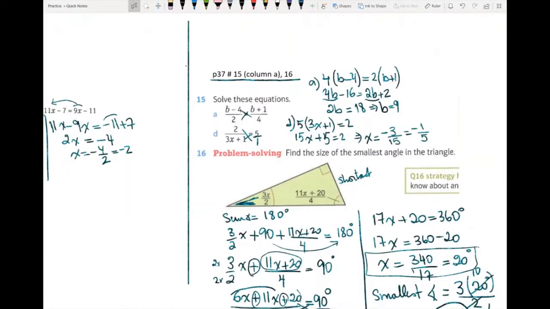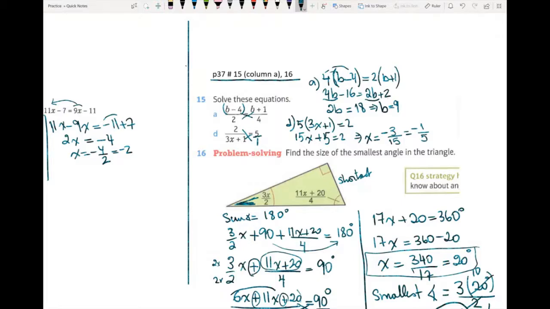Now we're going to continue correcting the homework, page 37, number 15, column A. We have two fractions, and these fractions have an equal between them, therefore we can cross multiply in order for us to solve for b. So when you cross multiply, you're going to have 4 times b minus 4, so you have to write b minus 4 in brackets, because they are all together as numerator, which is equal to 2 times b plus 1. Expanding, you're going to get 4b minus 16 equals 2b plus 2.